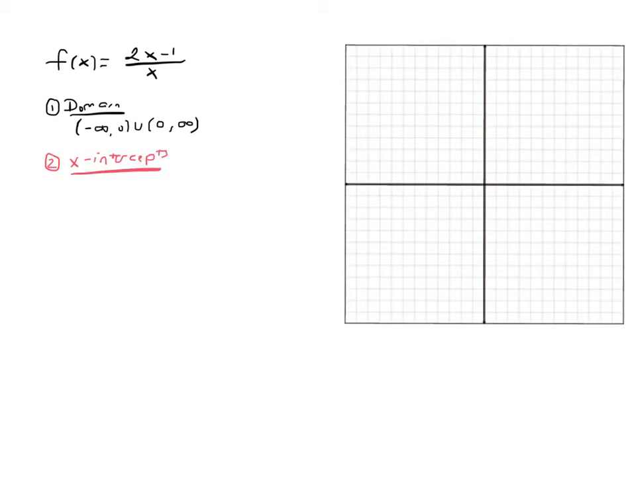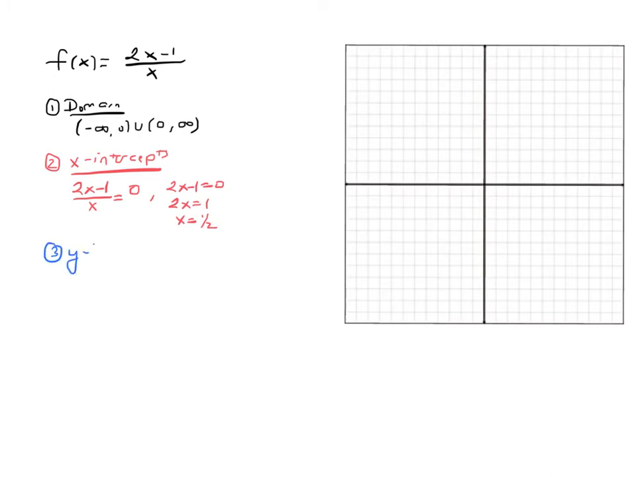We look for the x-intercepts. That would be where our function is equal to 0, right? We set y equal to 0. This is where 2x minus 1 is equal to 0. And that's at x equals 1/2.